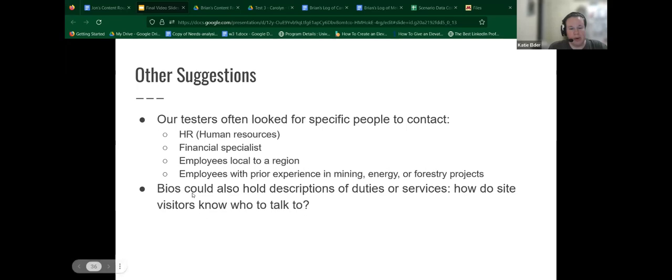Lastly, your bios could also hold descriptions of the duties that your employees carry out. If someone does safety inspections, if someone does financial consultations, if someone does hiring or helps set up hotspots for companies operating in rural areas, that's valuable information to include.